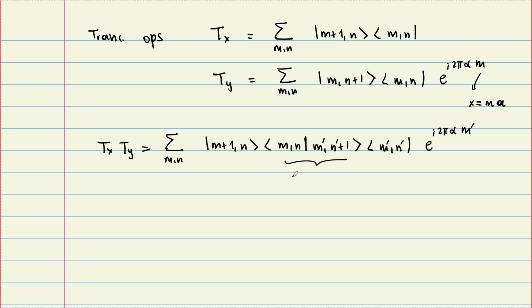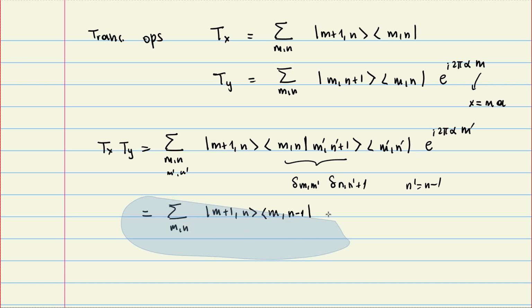And so this thing is going to give you delta m prime, delta n prime plus 1, or another way to say this, n prime is equal to n minus 1. And this one is going to, okay, there's also n prime summation here. So the end result is m plus 1 n. So this one is gone. M prime is equal to m. N prime is equal to n minus 1.